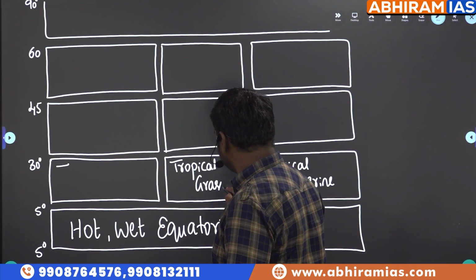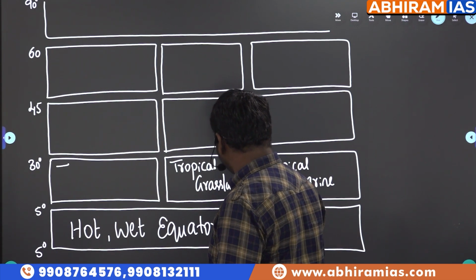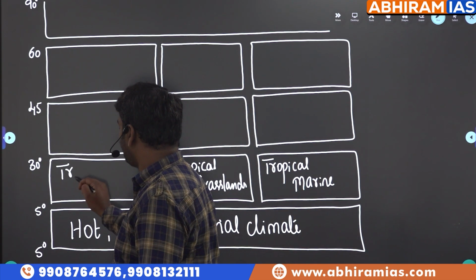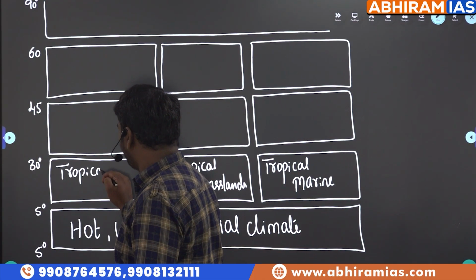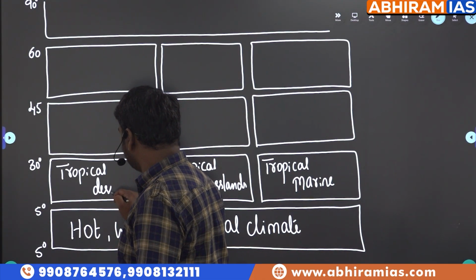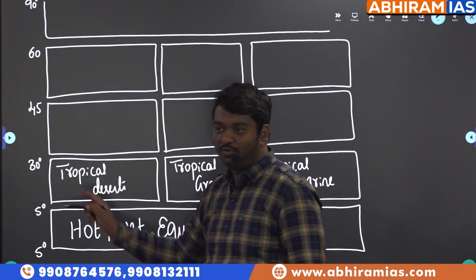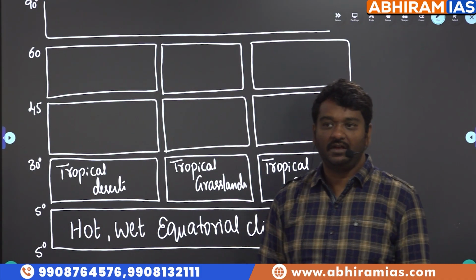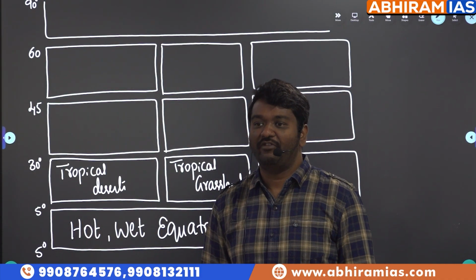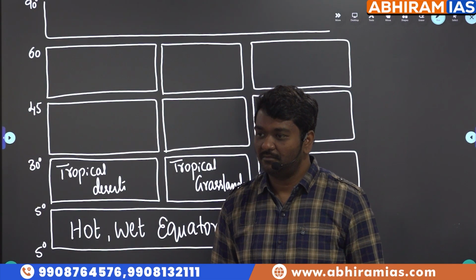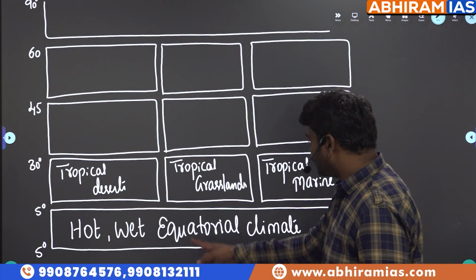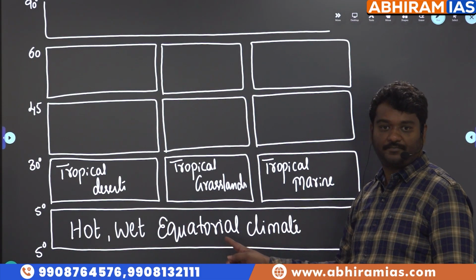Tropical grasslands. Tropical. How to remember? Just see here. Amazon and Congo, where will you normally have? Equator. So that is hot wet equatorial climate.